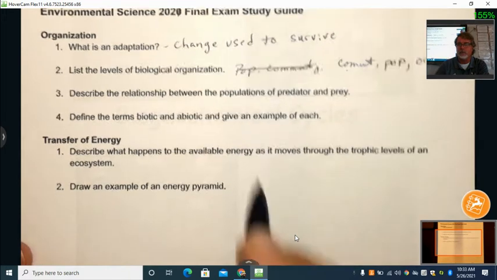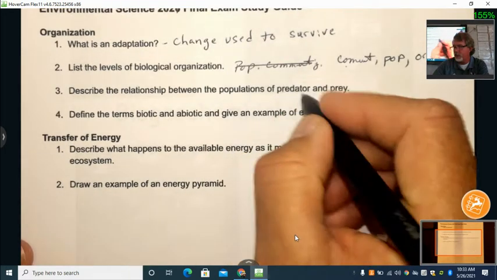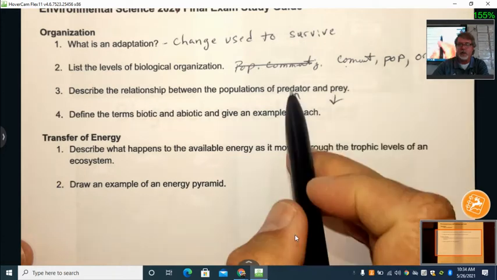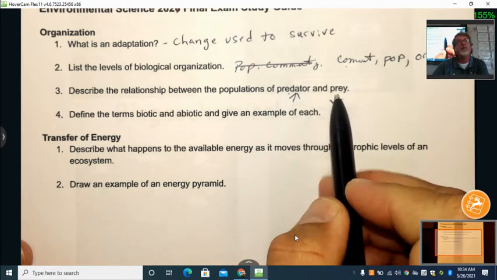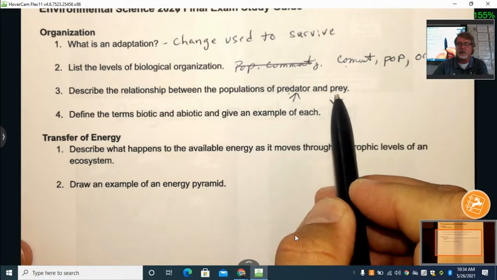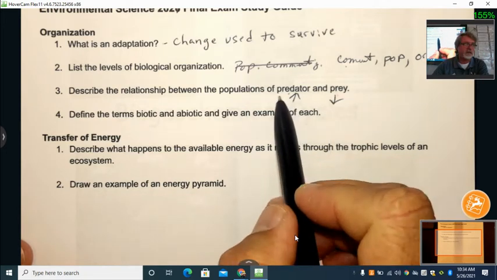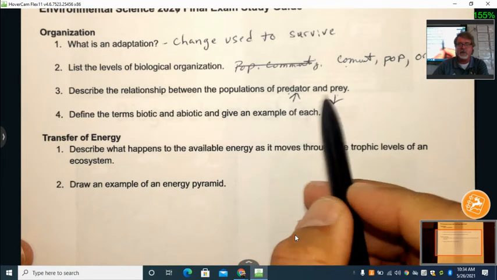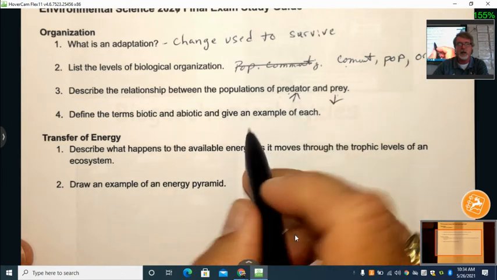Describe the relationship between population, predator, and prey. You know, the short relationship, one goes up, the other goes down. If you have a lot of predators, then the number of prey will decrease. And as the number of prey decreases, the predators can't survive anymore, and they would die out, which means the prey would increase. So that's an inverse relationship there.